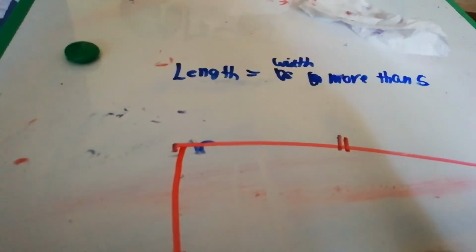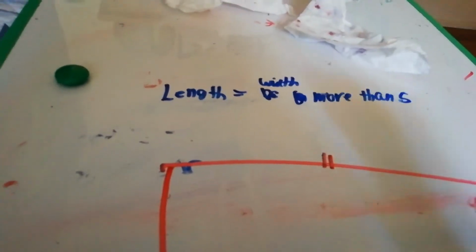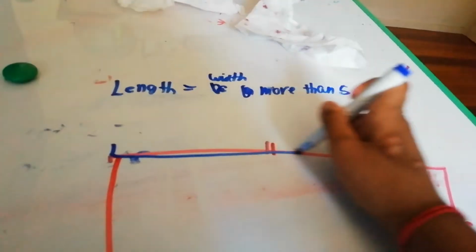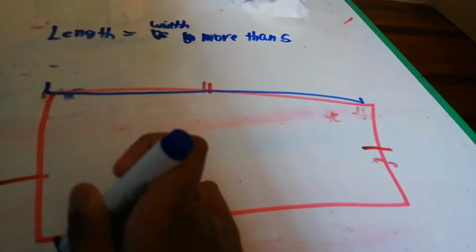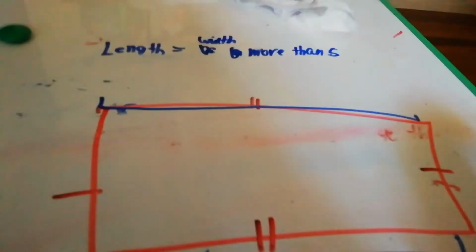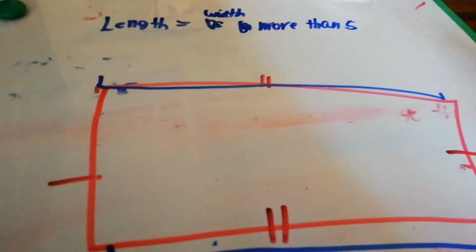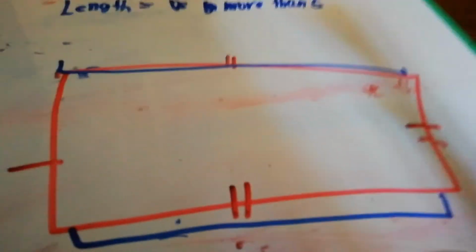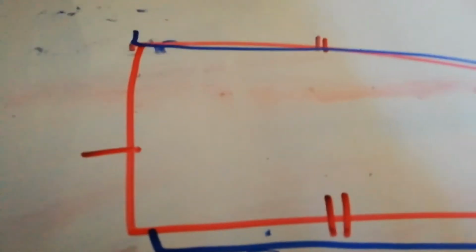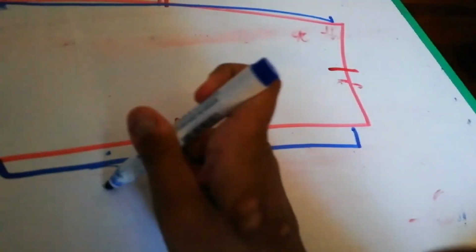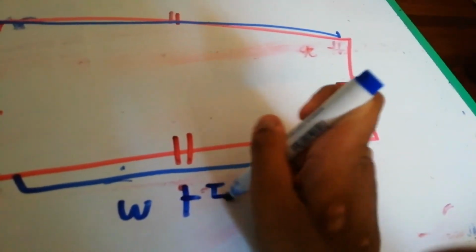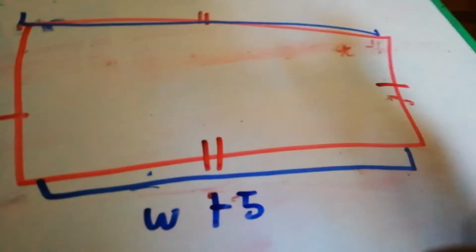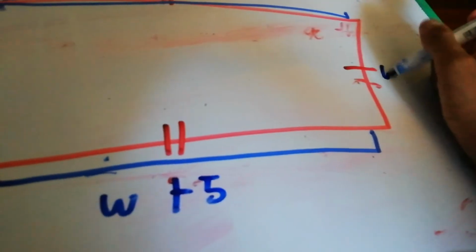So say the length is equal to width plus 5. So obviously this whole entire section plus here is the length. So width more than 5, we can write this as w plus 5 or x plus 5 or any variable plus 5. So since this starts with w, we just write w plus 5. These two are equal, and we put w here.